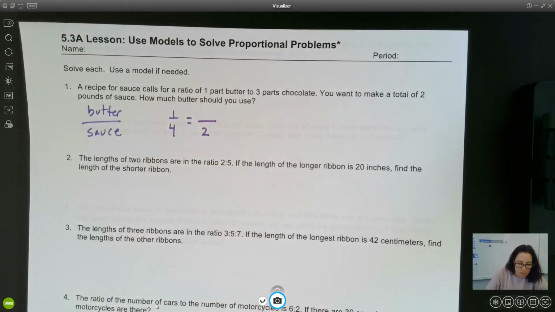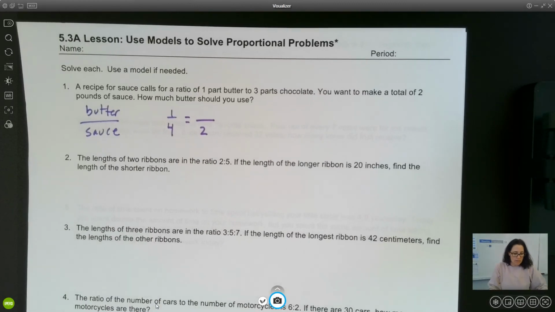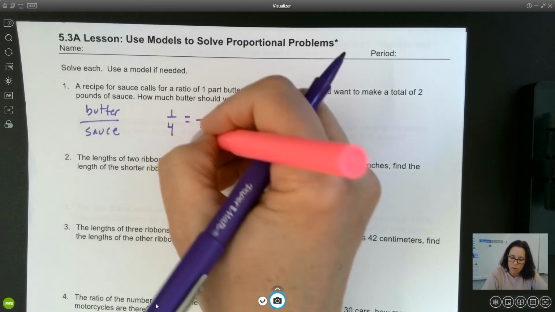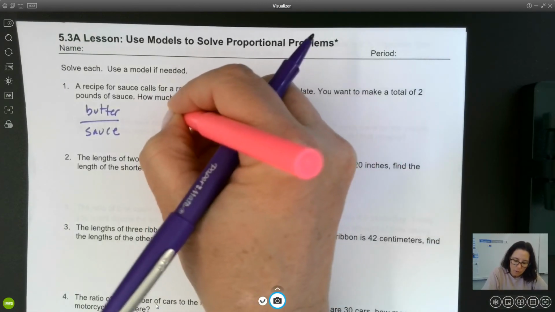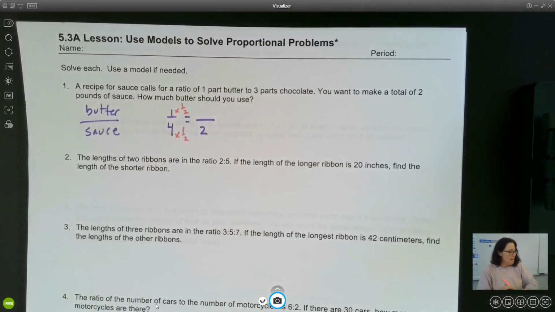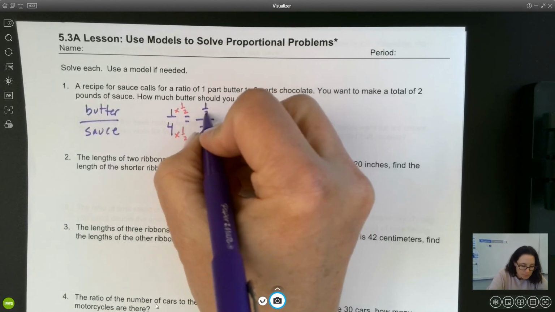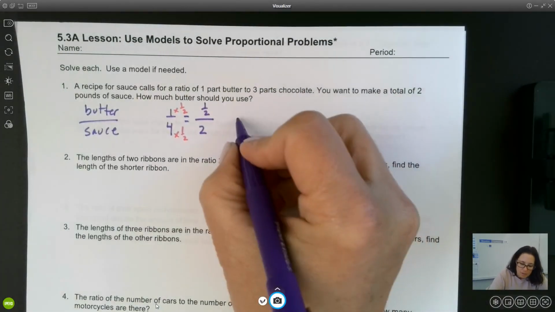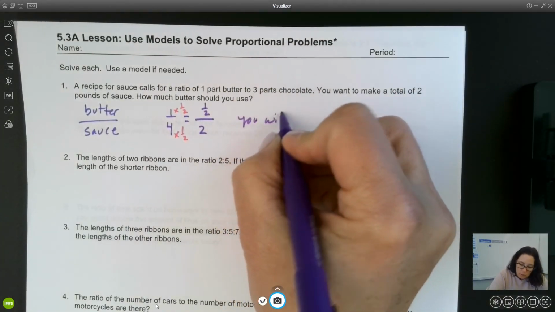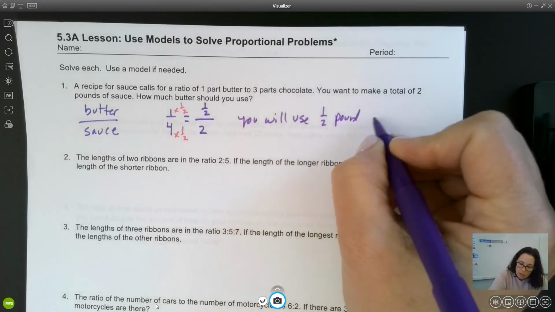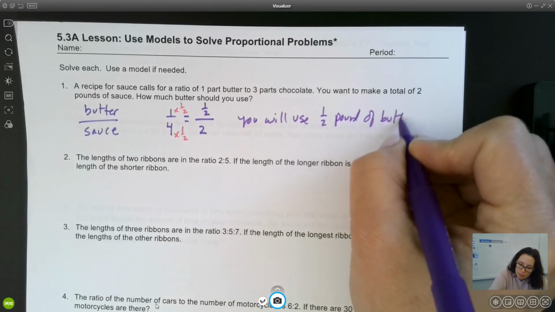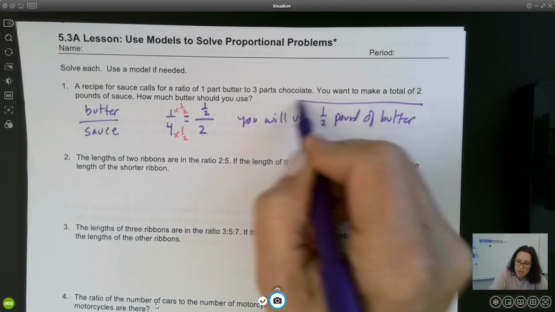of sauce. Okay, so I need to look at how the 4 becomes a 2. It gets multiplied by a half. Therefore, we're going to multiply this top by a half, and we've got a half up here. So our answer is you will use a half a pound of butter. That's our answer.